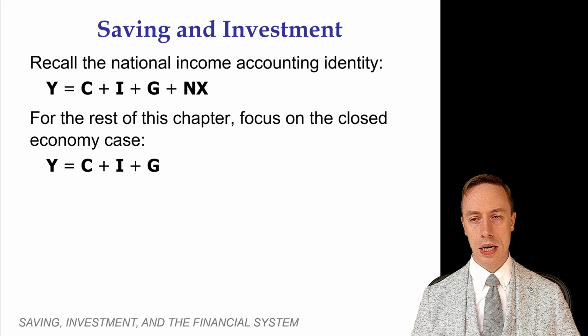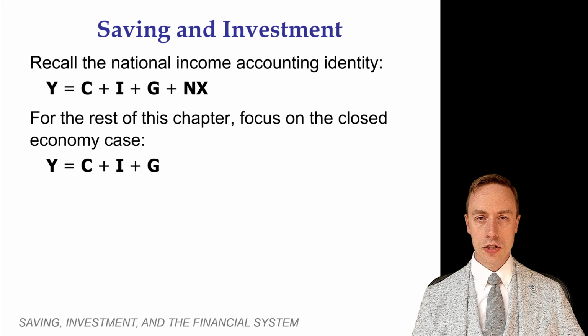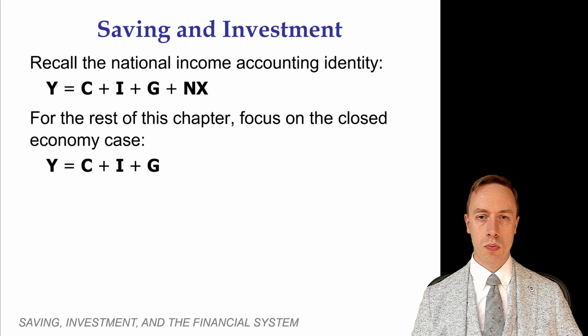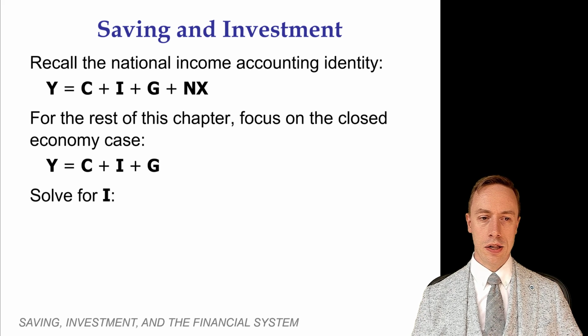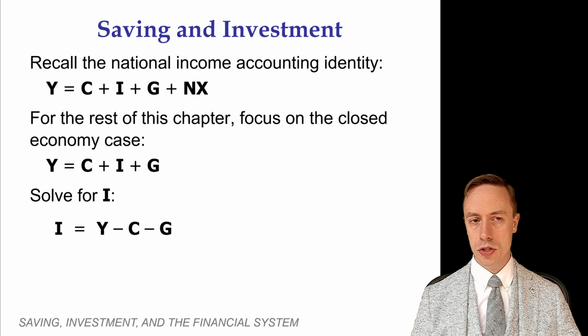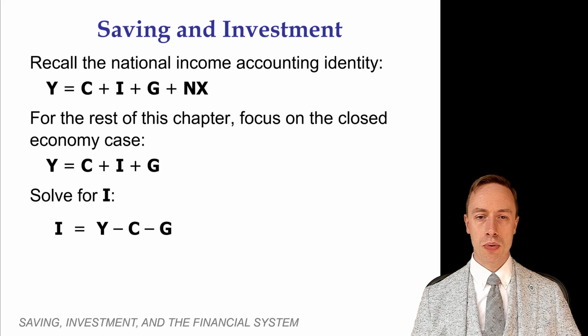So here's our national income accounting identity for a closed economy. And just like with any other algebraic equation, we can manipulate this, rearrange the terms a little bit. Let's go ahead and solve this equation for I, investment spending, since that's one of the things we're interested in today. So I'm going to subtract C and subtract G to move them to the other side of our equation. Investment spending in a closed economy is equal to Y minus C minus G. But that should look a little bit familiar. Y minus C minus G. We of course just saw that term on the previous slide.